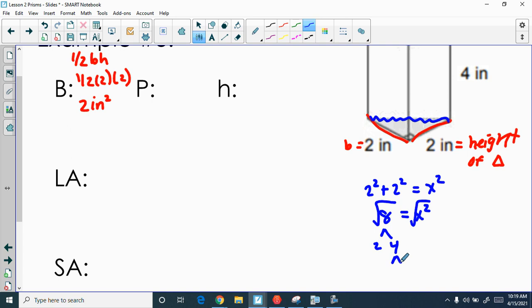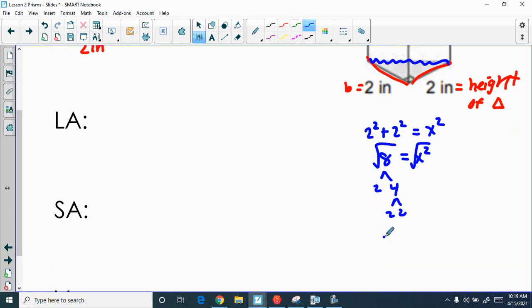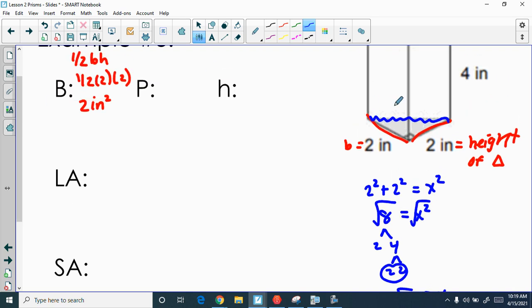2 and 4, 2 and 2. And I'm going to take out my pieces. So I get 2. I got a pair of 2's that come outside the radical, and a 2 left on the inside. So I get 2 square root of 2 as my back piece there. Again, if I typed this into a calculator and got a decimal, you could have typed it into decimals and gotten a decimal. I get 2.8.